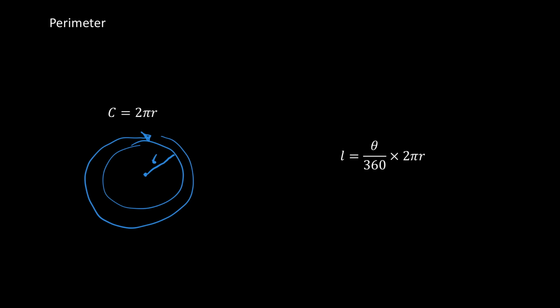And then we have the formula over here, L equals theta over 360 multiplied by 2 pi r. Let's say we had a sector. Think of that as part of a circle. Theta is the angle in the middle, and this distance here is going to be L, the arc length.